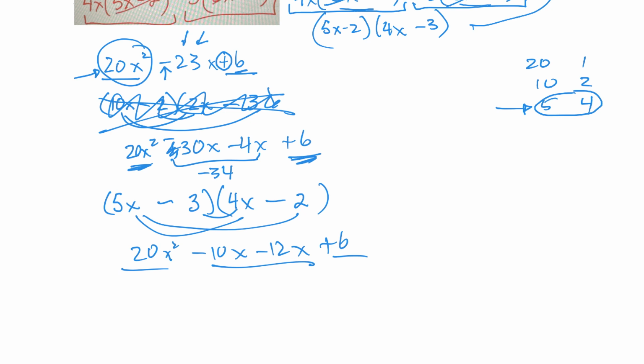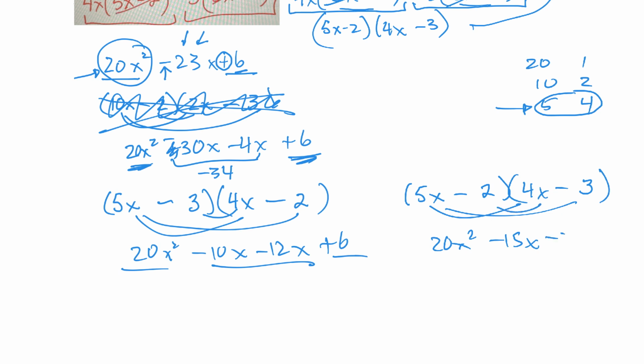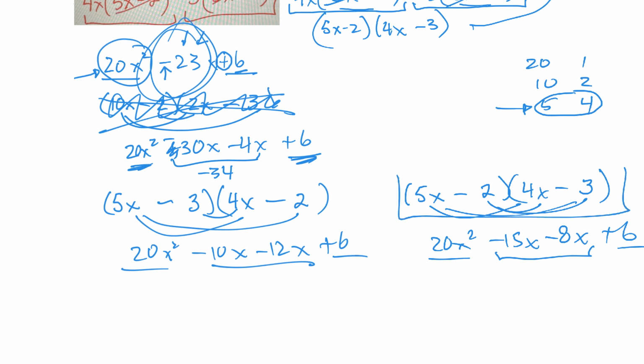So if I got it wrong, then I would guess again. But this time, instead of putting the 3 here, I'll put the 3 over there and the 2 here. And see what happens. 20x squared minus 15x minus 8x plus 6. First, last term correct. This time, minus 15 minus 8 is a minus 23, which I wanted. Therefore, I know that that is my answer. Okay, so that is the guess and check method.